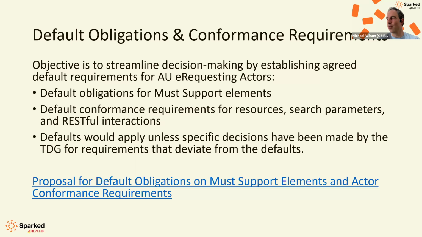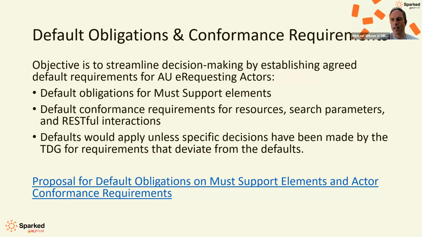Currently when we're looking at proposals, we're identifying elements as must support. We then have to work out actor obligations about whether they must populate that element or they must handle the element or they're not to error on that element. And then we have to work out what actors need to support these resources and the search parameters, the RESTful interactions, all these sorts of things. There's a reasonable pattern to what we're already doing.